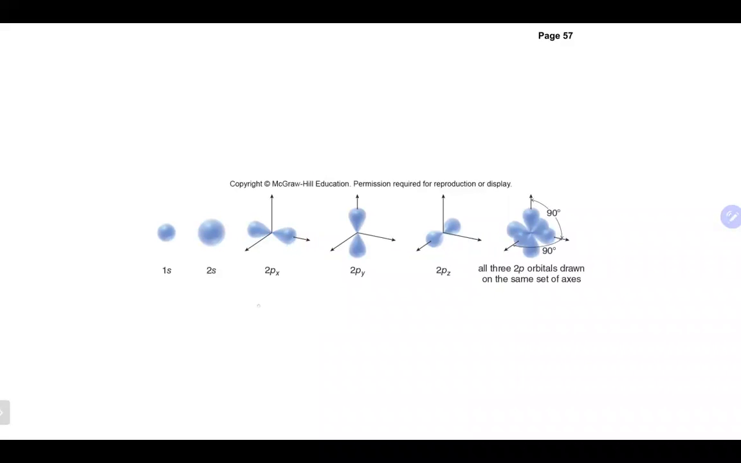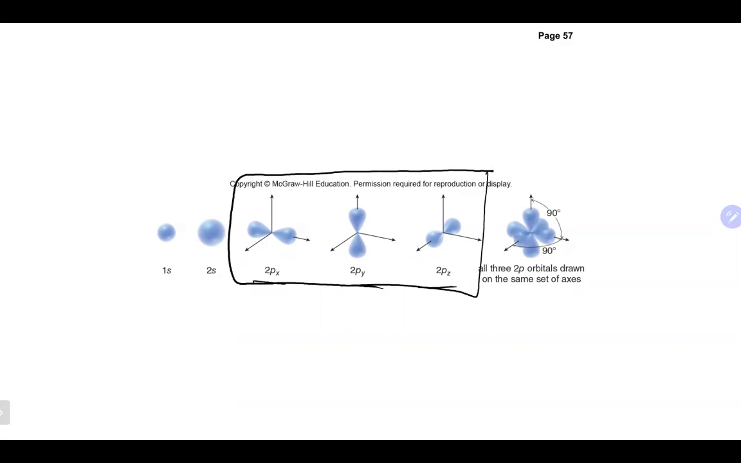So again, here are the different orientations of the 3 p orbitals. Taking all three of these into account is what is referred to as a subshell or a sublevel.